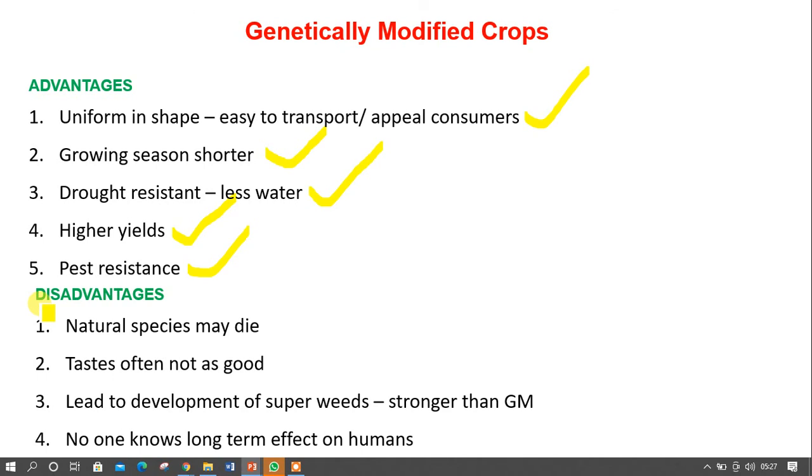But the disadvantages of genetically modified crops are that natural species of this crop may die out. Taste is often not as good as the natural species. It leads to development of superweeds that are stronger than the genetically modified crops themselves. And no one knows the long-term effects of genetically modified crops on humans.